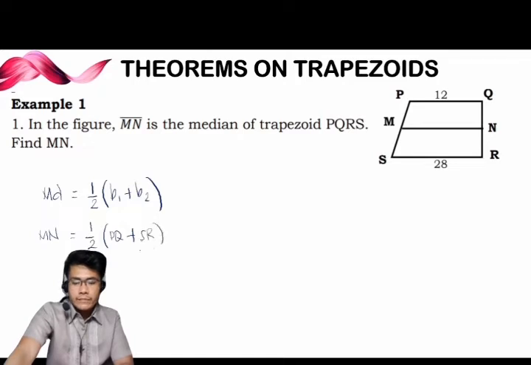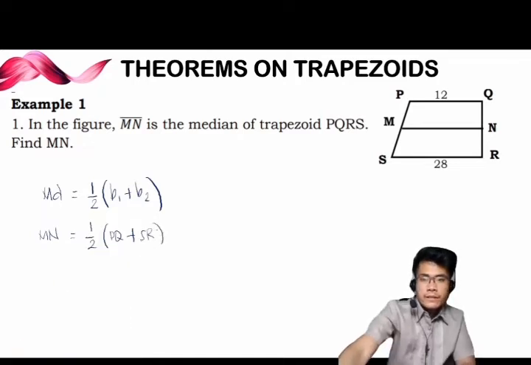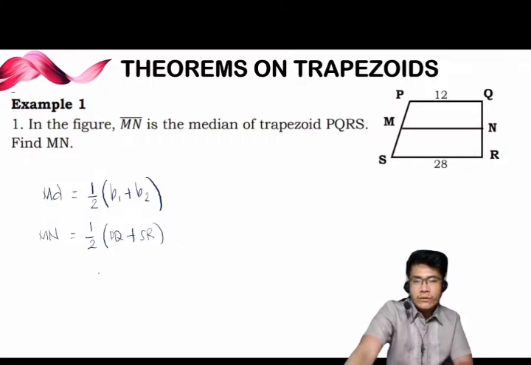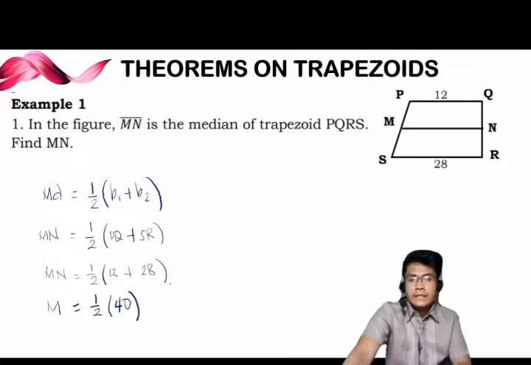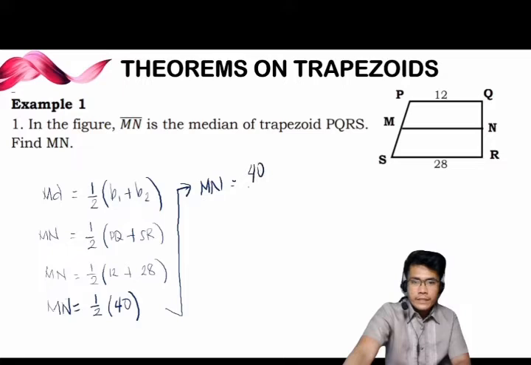Alright, now this time we can substitute the measures of its sides or bases. MN equals 1/2, PQ is equal to 12, and then SR is equal to 28. Now solve. MN is equal to 1/2 times 12 plus 28, that is 40. And then continue. MN is equal to 1/2 times 40, that's 40 over 2, or 40 divided by 2. So 40 divided by 2, that's 20.